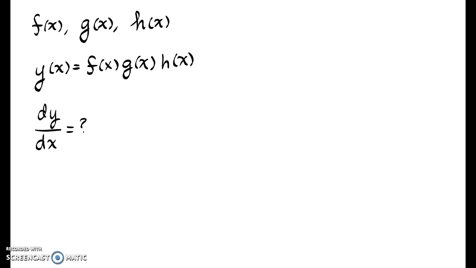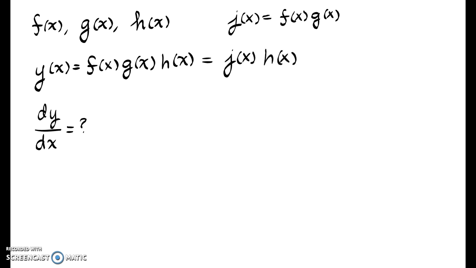One way we can think about it is instead of thinking of y of x in terms of the product of three functions, we can think of it as the product of two functions. So let's define another function. We'll call it j of x. We'll say j of x is equal to f of x times g of x. Then we can rewrite our equation for y to be y of x is equal to j of x times h of x, since we defined that j of x would be equal to f of x times g of x. So then, we know how to take the derivative of the product of two functions.